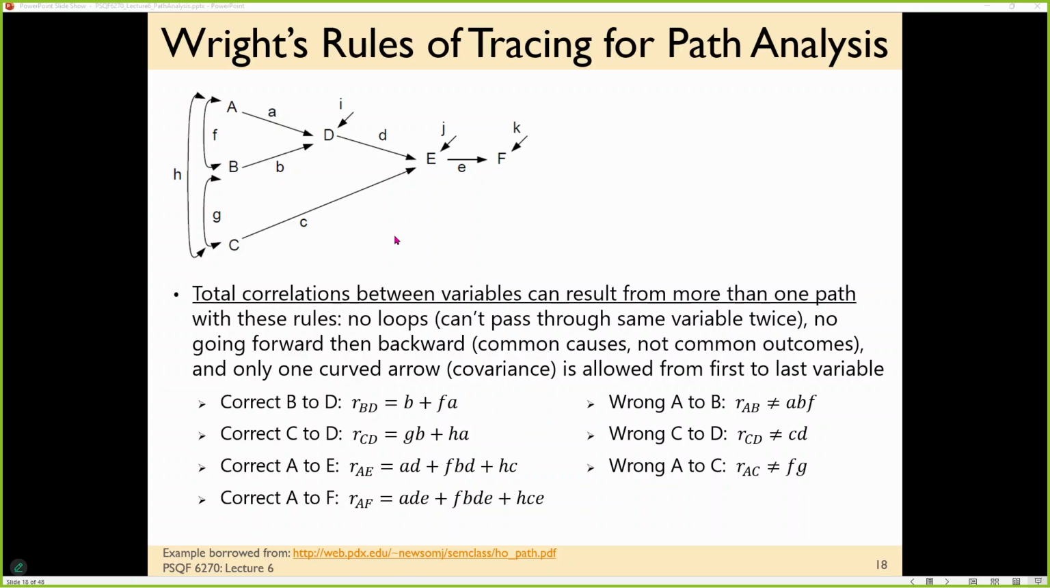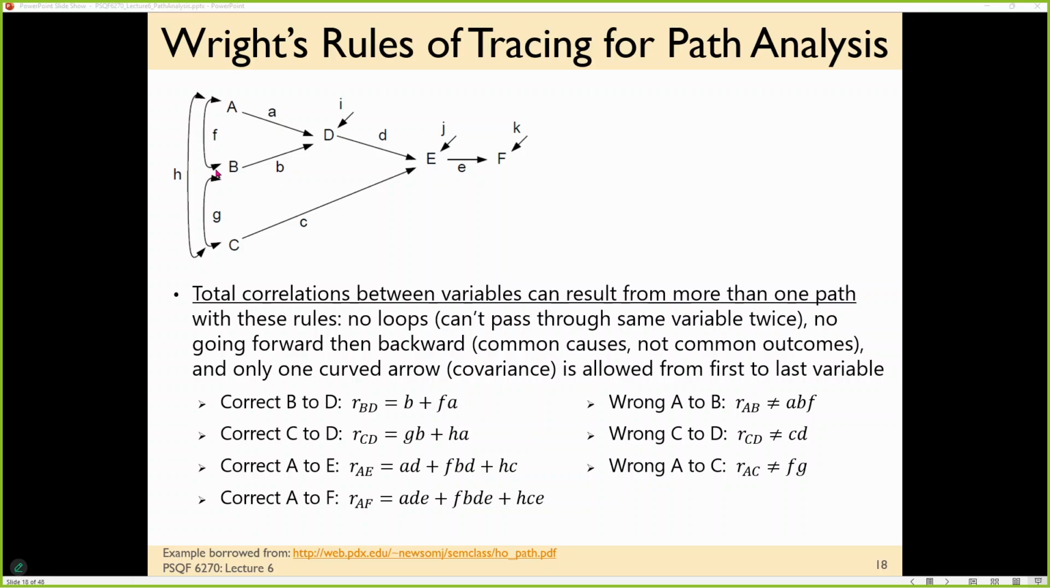They were developed in like 1938, so this is not new. The rules are: no loops, you can't go through the same variable twice; no going forward then backward; and only one curved arrow is allowed from the first to last. So let me give you some examples here.